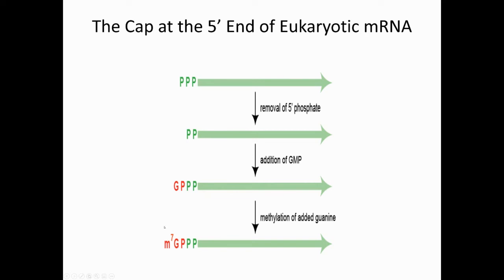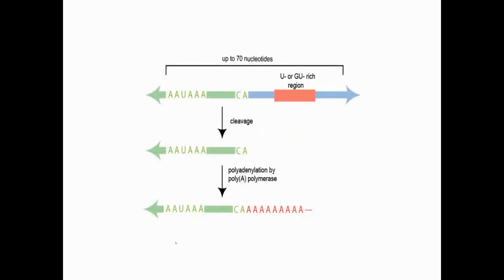The capping can protect the RNA and also guide the RNA to the ribosome. The methylated guanine here is the 5' cap. And then the second step will be the poly A tail. The polyadenylation of the 3' end of the eukaryotic messenger RNA begins with the initial cleavage of the messenger RNA. Basically, you have to cleave the RNA, and this occurs after the CA nucleotide pair.